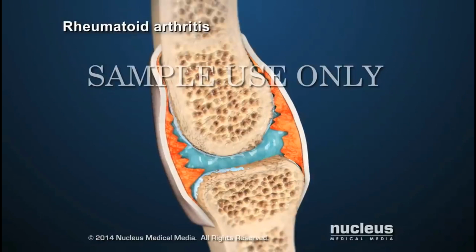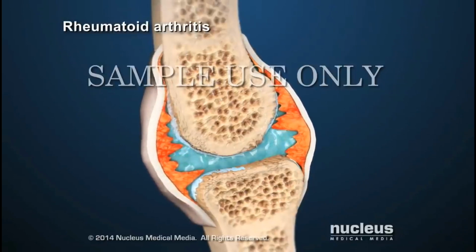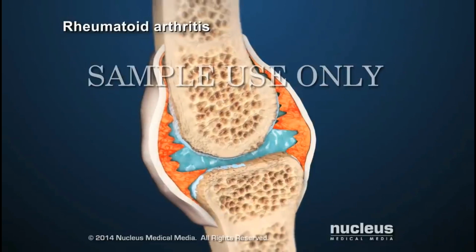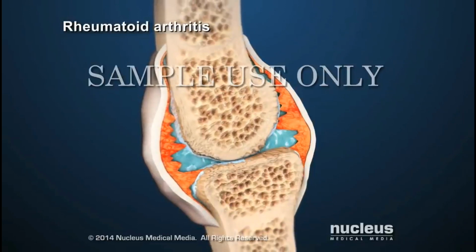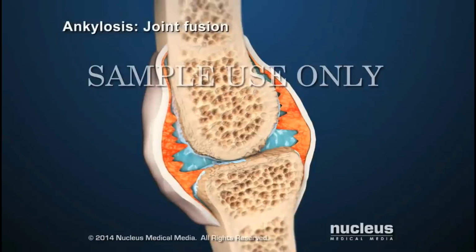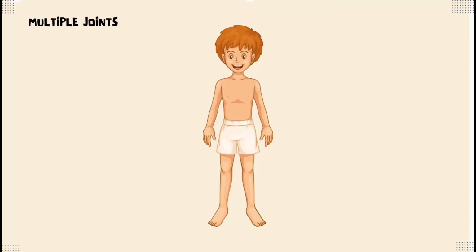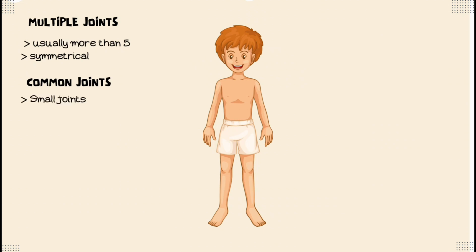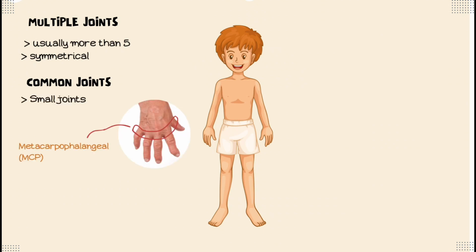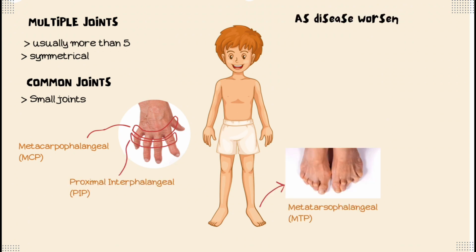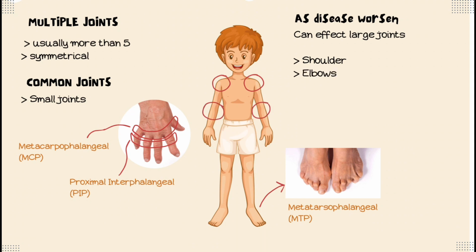Inflammation causes fluid buildup in the joint, making the joint swell. Eventually, without treatment, the joint space narrows and ankylosis can occur. Ankylosis is fusion or growing together of bones in the joint. Rheumatoid arthritis can affect multiple joints, and usually more than 5 joints are involved and symmetrical. This means that both sides of the body can be affected. It commonly affects small joints, for example, metacarpophalangeal joint, MCP, proximal interphalangeal joint, and metatarsophalangeal joint. As the disease worsens, it can affect large joints, for example, shoulder, elbows, knees, and ankles.